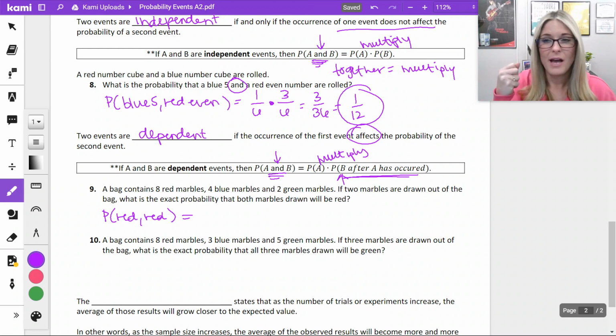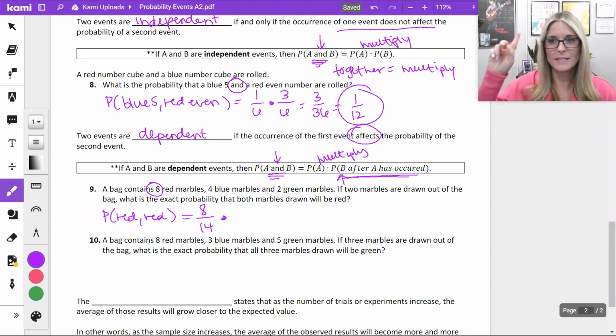We are taking them out. It did not say I was putting them back in. So let's talk about the probability of drawing the first red. There are 8. Out of how many total? 8, 4, and 2. We have 8, 9, 10, 14. Okay. I want this and this to happen together.